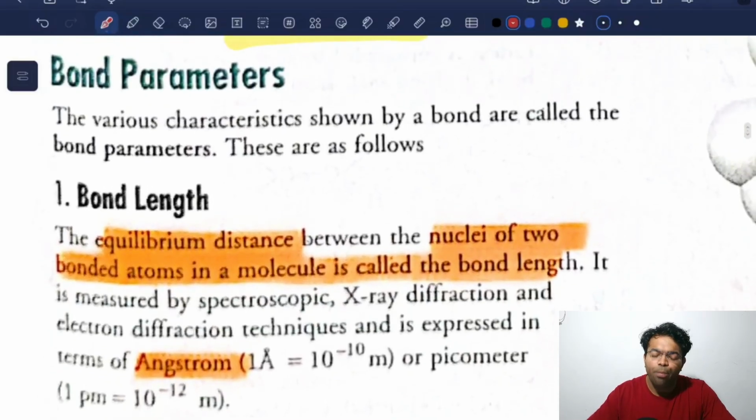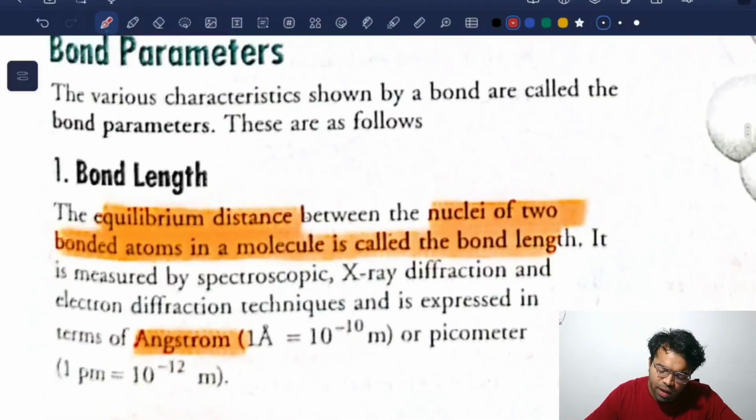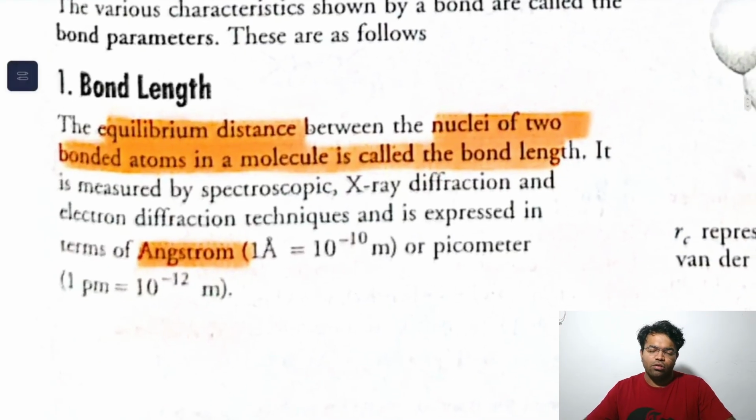Okay. Now, the bond parameter. The various characteristics shown by bonds. So the next topic that we have to discuss is the bond parameter. Now, the various characteristics shown by bonds are called the bond parameter. These are as follows. This could be considered as characteristics or features. When we talk about something, there are some features, right? Or some characteristics. So in the same way, we have something known as the parameter. So in what parameters does the bond actually fall in?